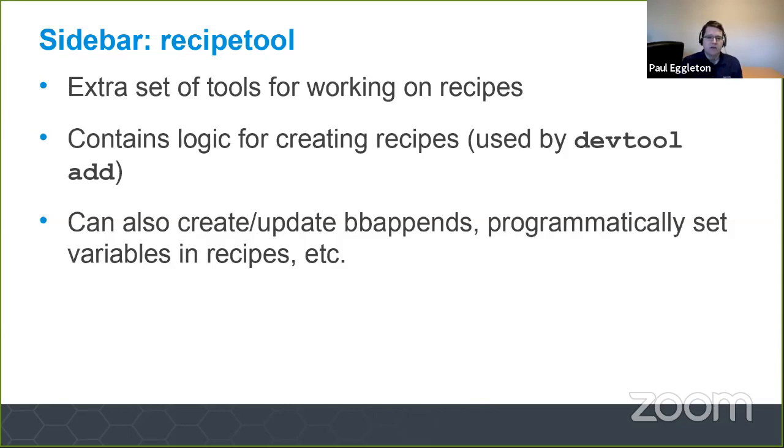It actually contains a few other interesting things as well. It's worth looking at for creating and updating BPFN files. So if you want to customize the recipe in your own layer, particularly if you wanted a script doing that, then recipetool would be the place to look for that. Or programmatically set variables in recipes. It can do a few other interesting things like that. So check that out.